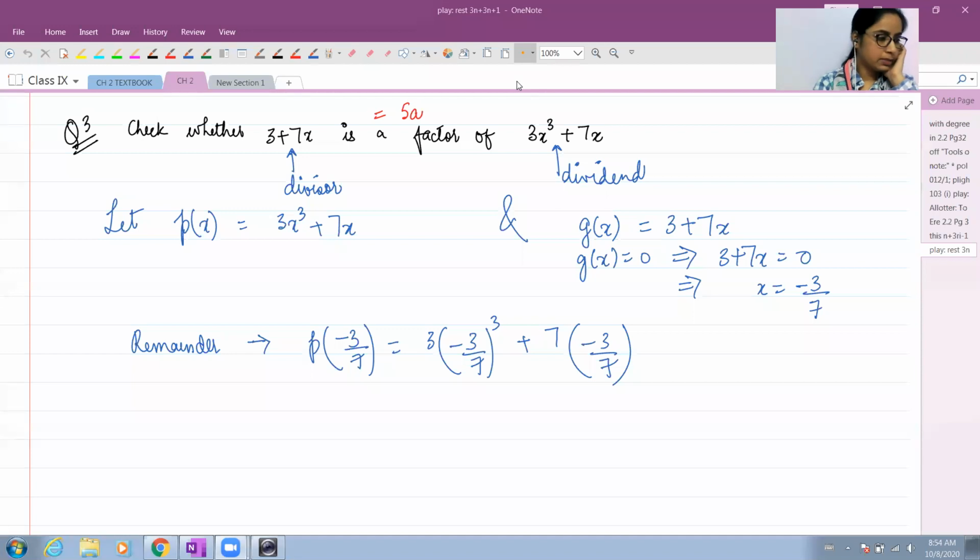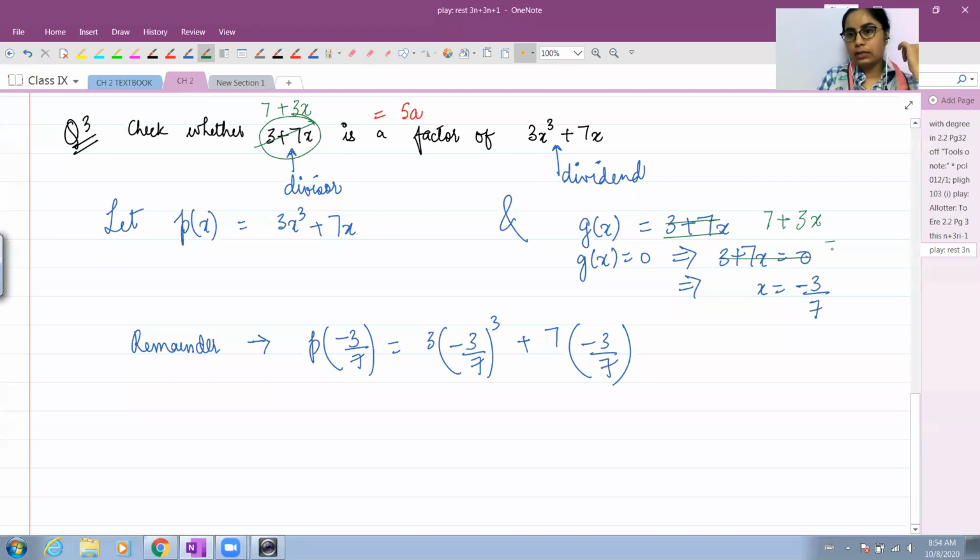Question number 3 from exercise 2.3, and I had copied this expression wrong from the book. This is actually 7 plus 3x. The polynomial which we want to check is a factor or not for the second polynomial given to us, I have represented by gx. So I'll just do the correction here. This is 7 plus 3x.